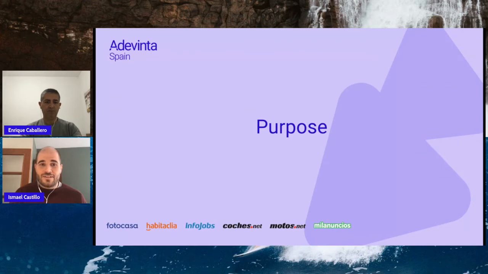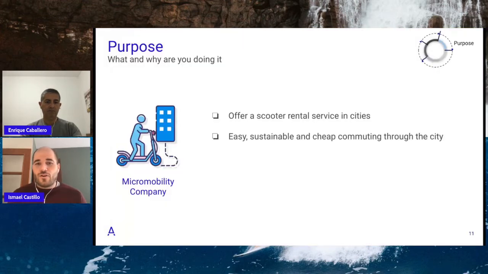The first stop is the purpose. We are not going to give you a class about how to define a good purpose, but we want to highlight the importance of having one that really represents your desires. Here, you can see 2 examples that can suit our company. One is offer a scooter rental service in cities, and the other one is easy, sustainable, and cheap commuting through the city. We think that the second option is closer to what we want to create because this new transport service has to be respectful with the environment, and it doesn't have to be expensive for this reason.